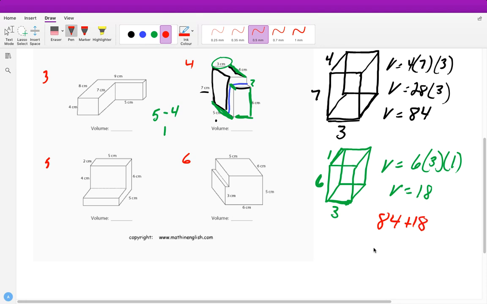And that will then give me 102. Why did I just write 8? 102. So our volume is then equal to 102 centimeters cubed.